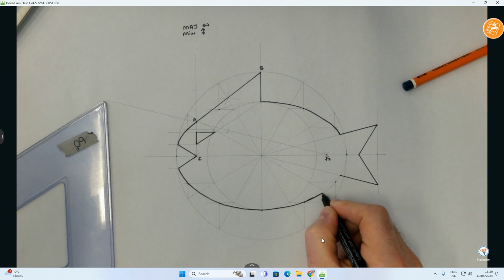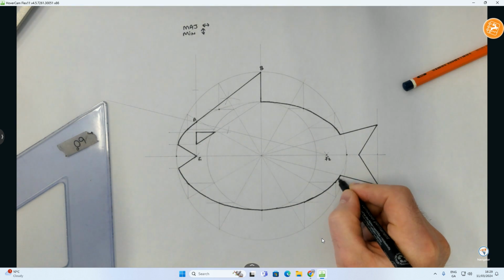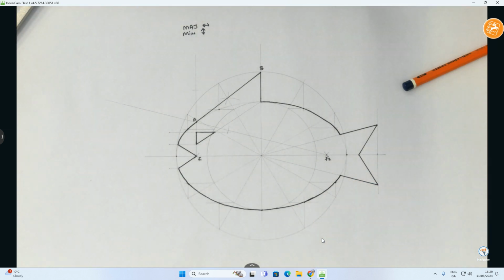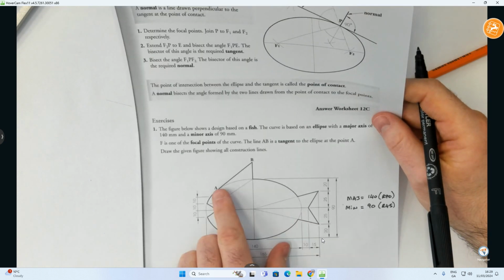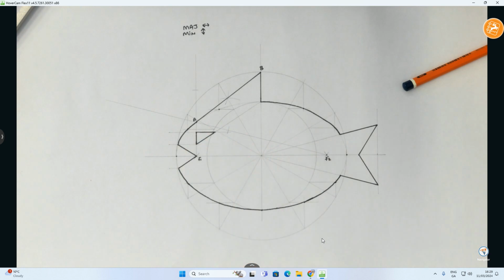See there, a little bit of an error there. Just be careful with your lines. Okay, and there you have it, folks. That there is the question here based on the fish, where we completed the ellipse using the concentric circles method, and then we got the tangent by finding our two focal points and bisecting the appropriate angle.